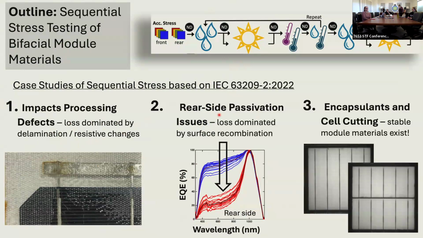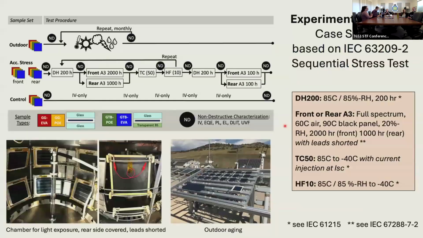We'll look at another example where the cells were unstable. So there's a rear side passivation loss dominated by surface recombination on the back side of the cells. And then a third example where nothing's actually wrong with the samples. And so we target trying to understand impacts of encapsulants and intentional design changes like cell cutting. But this is actually good news for us when module materials are good and you actually don't see a whole lot of degradation.